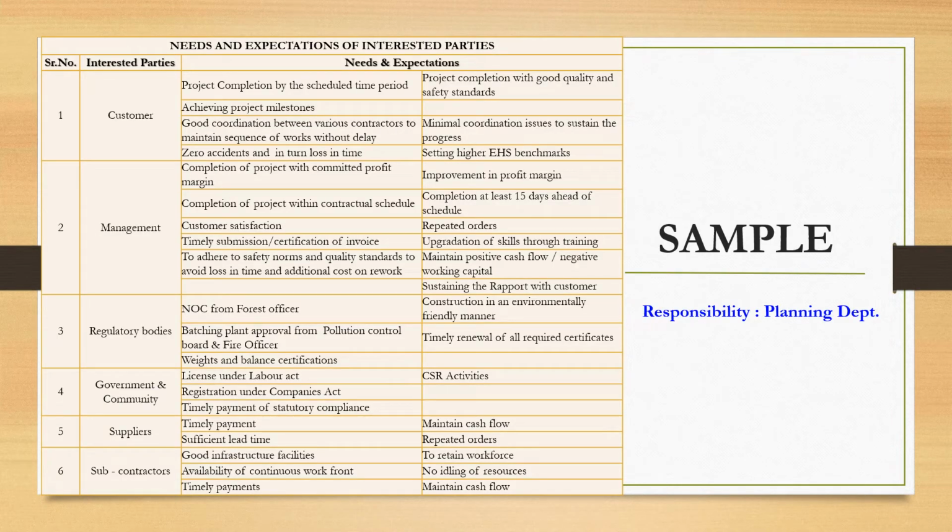This is the sample file for identifying needs and expectations of interested parties. We already know about interested parties. They are customers, our own management, regulatory bodies, governments, communities, suppliers, subcontractors. So everyone has their requirements. So those needs to be listed out and need to be reviewed or updated periodically.